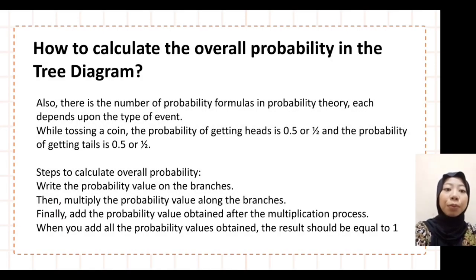Also, there are a number of probability formulas in probability theory. It depends upon the type of event. While tossing a coin, the probability of getting heads is 0.5 or 1 over 2, and the probability of getting tails is 0.5. Steps to calculate overall probability. First, write the probability value on the branch, and then multiply the probability values along the branches. Finally, add the probability values obtained after the multiplication process. When you add all the probability values obtained, the total should be equal to 1.